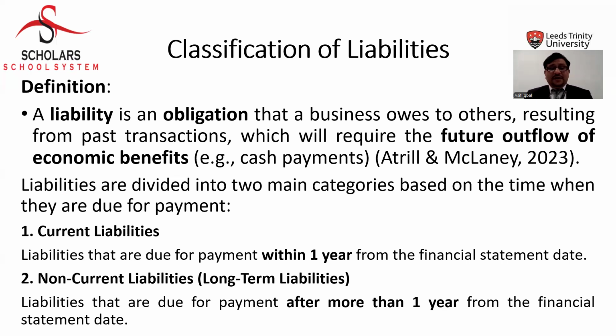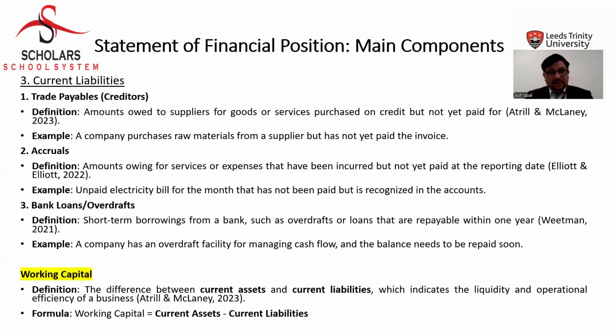Liabilities. A liability is an obligation that a business owes to others resulting from a past transaction, which requires a future outflow of economic benefit. Liabilities are divided into two main categories, current liabilities and non-current liabilities. Current liabilities are those which are due for payment within 1 year from the financial statement date, and non-current liabilities are those which are due after more than 1 year from the financial statement date. The current liabilities include trade payables, amounts owed to suppliers for goods purchased on credit but not yet paid.